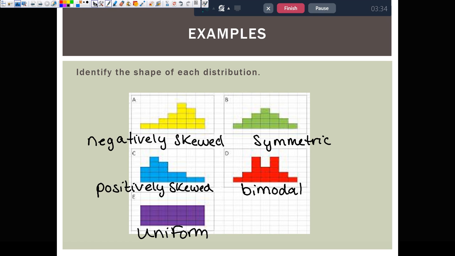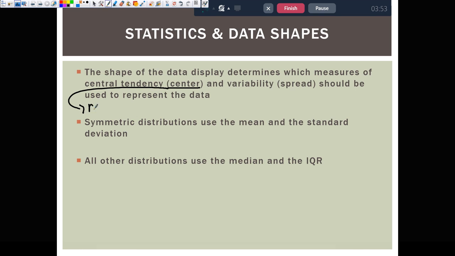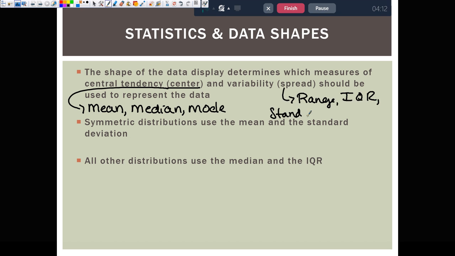Alright, so now what we're going to do is after we identify the shape, we're going to determine the measure of central tendency and its variability. So central tendencies are the center numbers. Those are our mean, median, and mode. And our spreads are our range, IQR, and standard deviation.